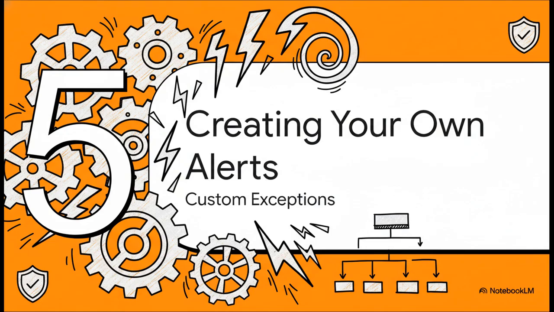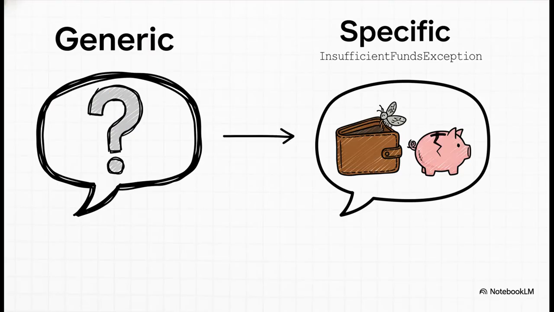All right, let's talk about the final piece of the puzzle, the thing that takes you from just handling errors to truly mastering them, creating your own alerts. We're talking about building custom exceptions. So you might be asking, why bother, right? Well, because getting a generic exception doesn't tell you much. But imagine you're building a banking app. An error called insufficient funds exception? Wow, that's crystal clear. It tells any other developer, or even you 6 months from now, exactly what went wrong. It makes your code so much easier to understand and maintain.